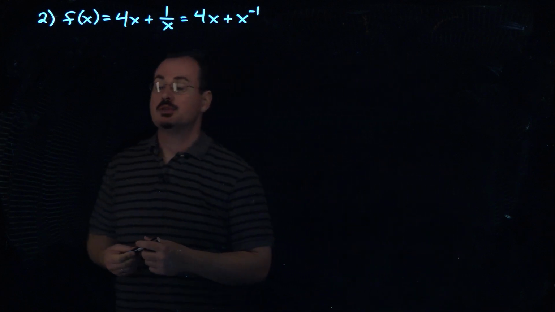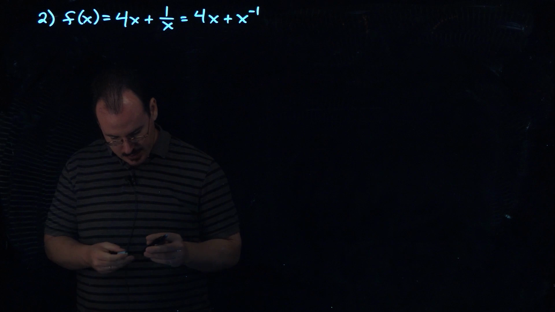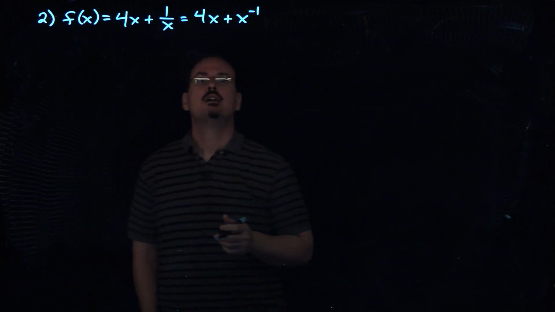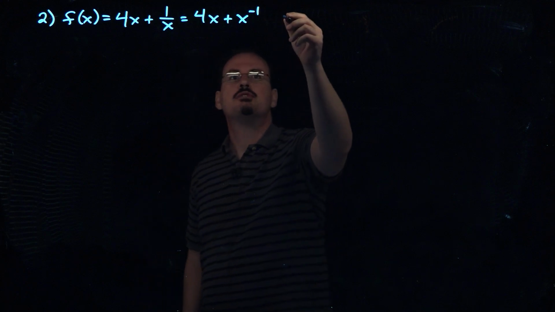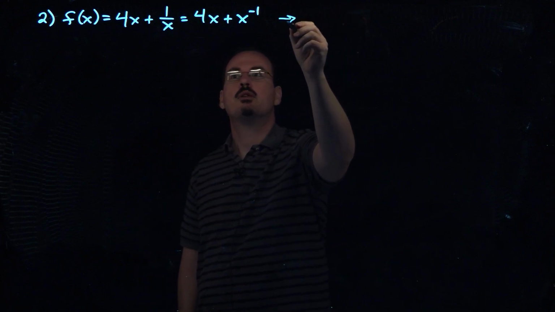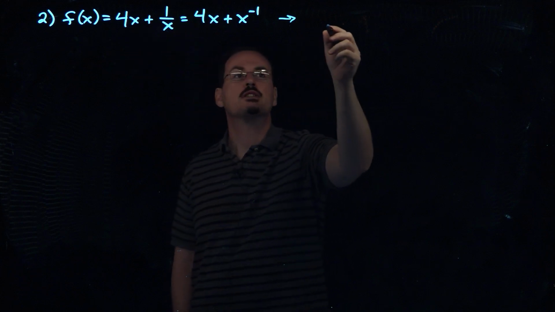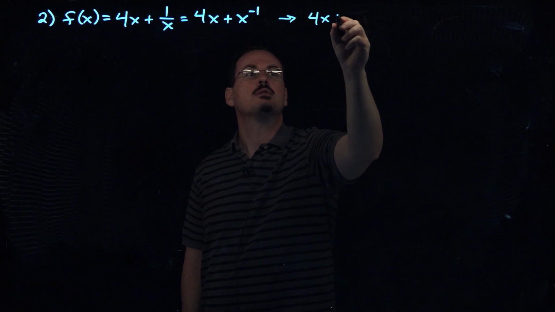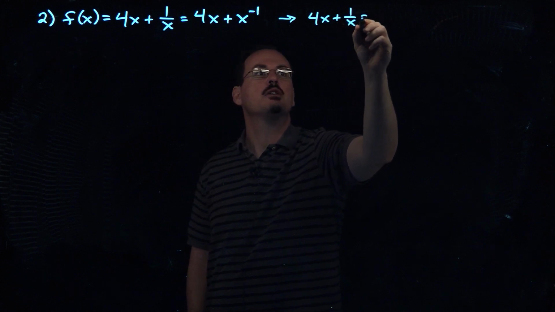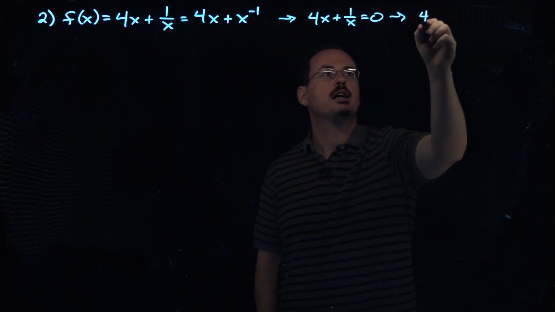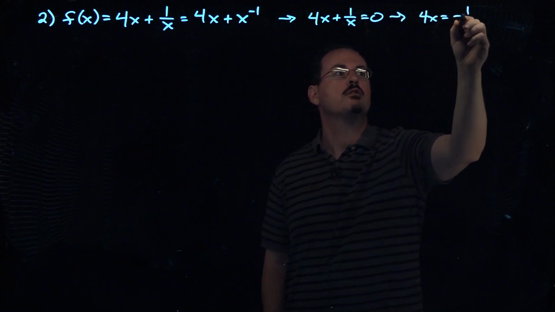Okay, we're looking at example 2 on section 5.4. This is the next one we were supposed to graph. This one actually isn't so difficult to figure out what the zeros are, if there are any. And remember, the way that we do that is we just take the original function and set that equal to 0. So if I get 4x plus 1 over x equals 0, I can move this 1 over x to the other side. I get 4x is equal to negative 1 over x.